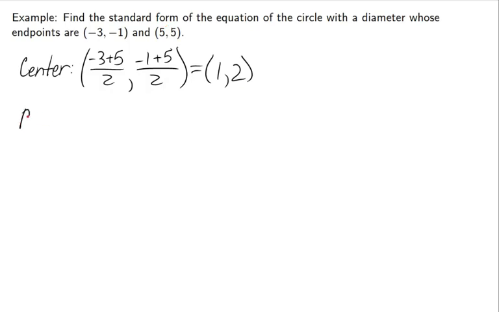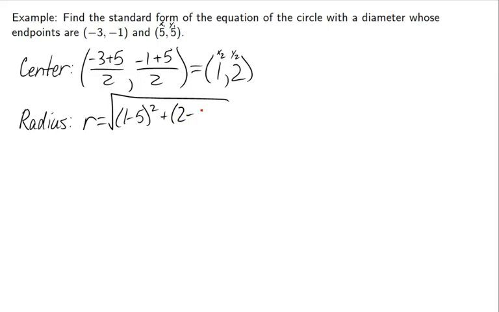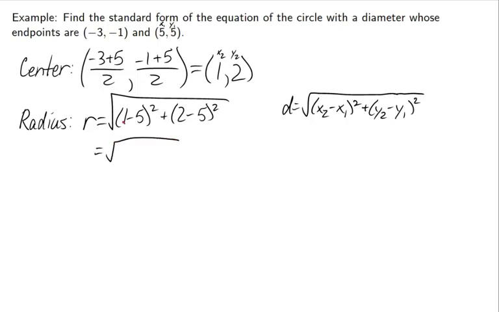What I'm going to do for the radius is use the distance formula, which is the square root of, if I label these x1, y1, and x2, y2, I get (1 minus 5) squared plus (2 minus 5) squared. Using the distance formula, I get the square root of negative 4 squared is 16, 2 minus 5 is negative 3, and negative 3 squared is 9.